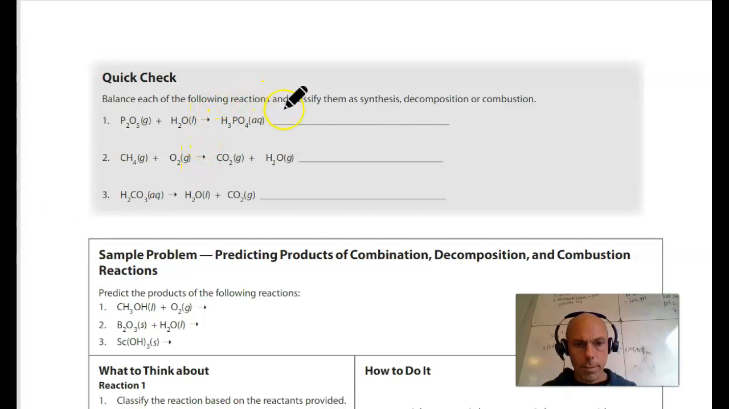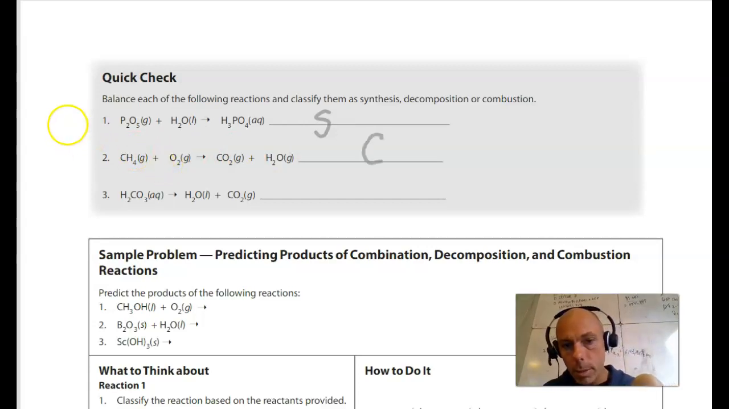The defining feature of 1 is that there is a single product. A single compound is the product. And anytime we say a single compound is the product, we know it's synthesis. Furthermore, this is a metal oxide and water forming an acid. So this one is synthesis, S for synthesis. Here we see the two products being carbon dioxide and water. That will be characteristic of a combustion reaction, further substantiated by the hydrocarbon reacting with oxygen.